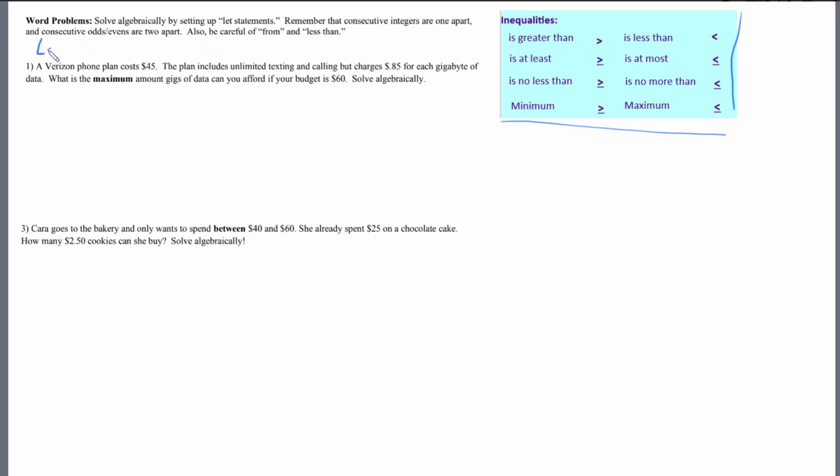So statements where we say, let x equal whatever we're solving for. Okay, so let x equal whatever we are solving for.